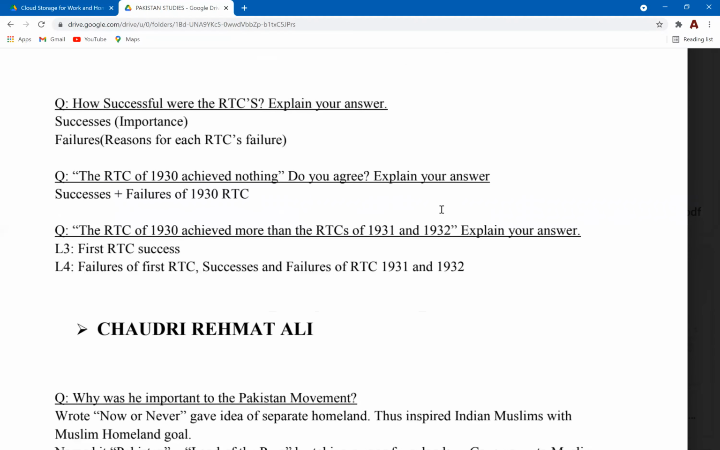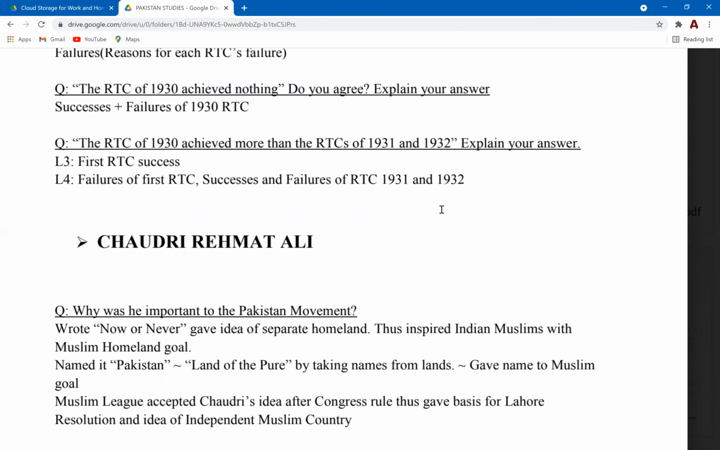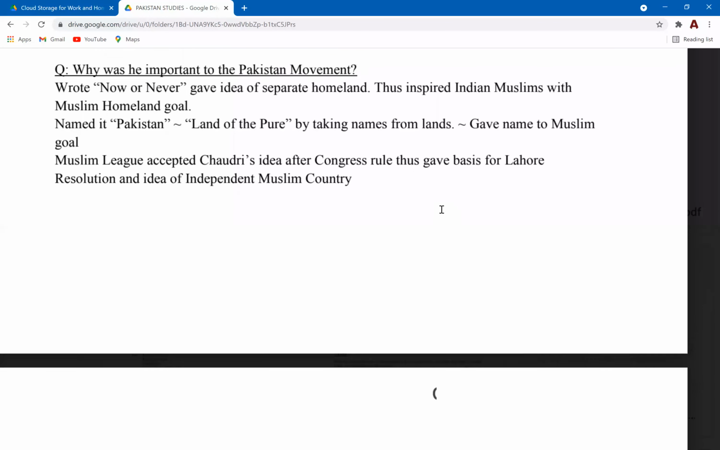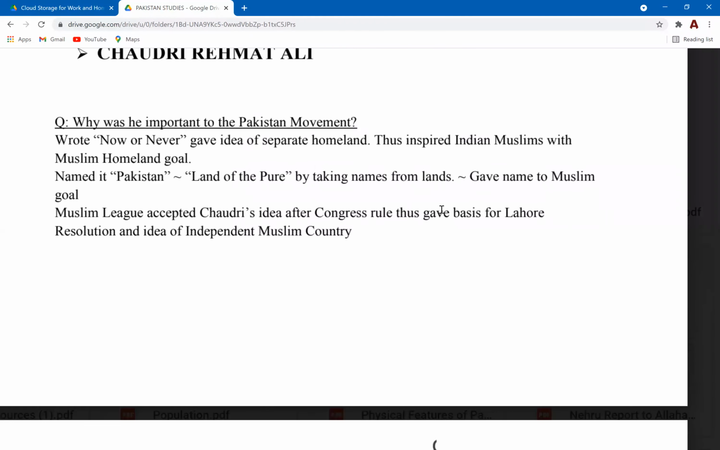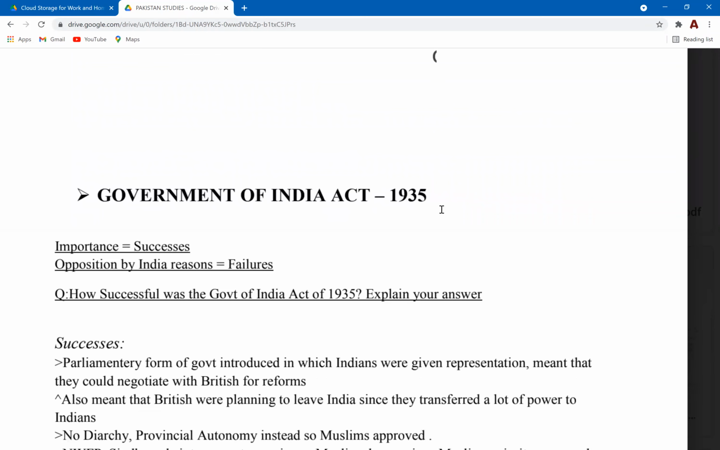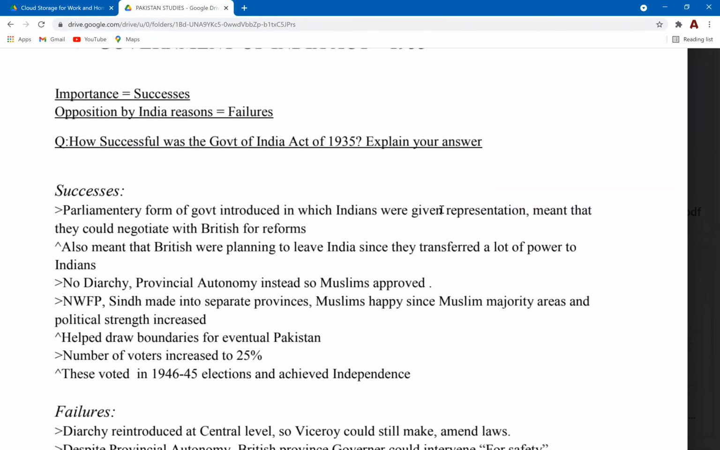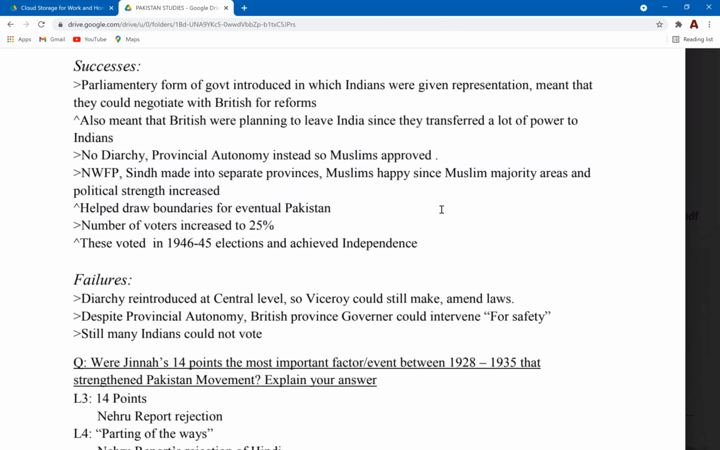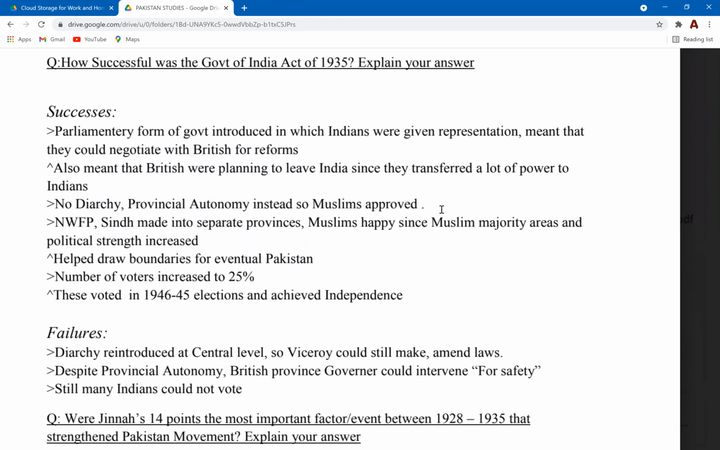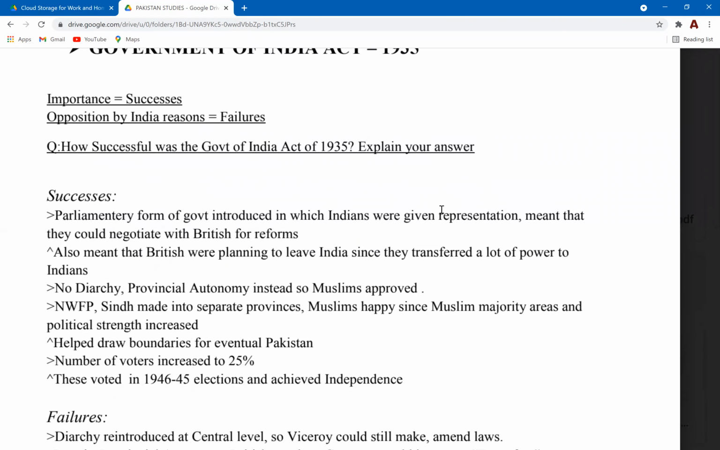All right. So guys, we're leaving Chaudhry Rahmat Ali for now because we're going to study the biographies at the end: Allama Iqbal, Quaid-e-Azam Muhammad Ali Jinnah, and Chaudhry Rahmat Ali. Moving on to the Government of India Act of 1935. So what happened was the British presented the successes of the 3 roundtable conferences as an act, as the Government of India Act. This act of 1935 had the successes of the roundtable conferences presented together, but this act itself had its failures as well.